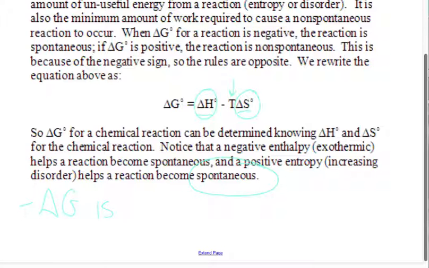Negative delta G means that it is spontaneous or thermodynamically favored. So there's only two ways to determine if a reaction is thermodynamically favored. One using Gibbs-Helmholtz. What's the other way? No, we did it yesterday to find if something's spontaneous. Delta S of the universe.